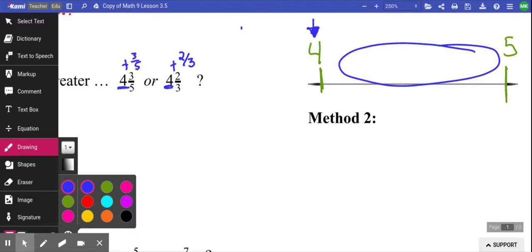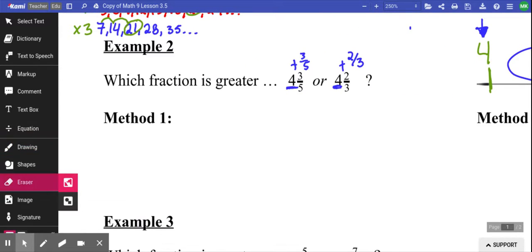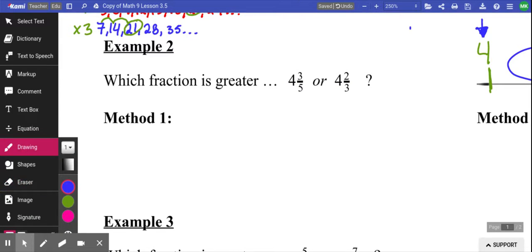But we see how both these numbers are in between 4 and 5? Because they're both 4 and then 2/3 or 4 and 3/5. So reality is, if I'm comparing these two numbers, the 4s kind of cancel each other out. And what I'm really asking myself is what's bigger, 3/5 or 2/3? You might know the answer. That's wonderful if you know the answer. I'm still going to show you the two methods.